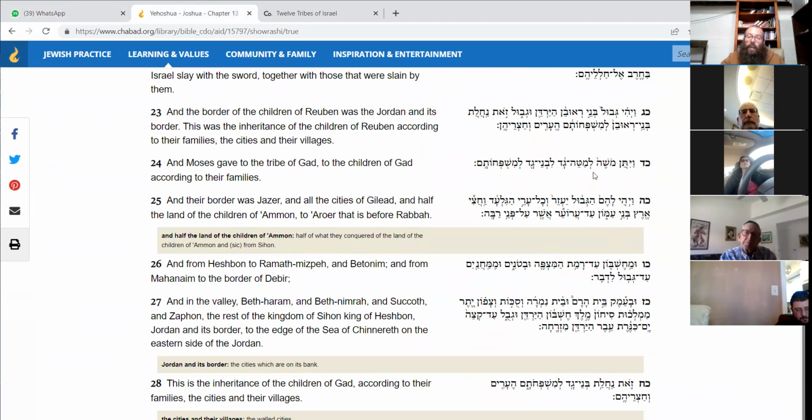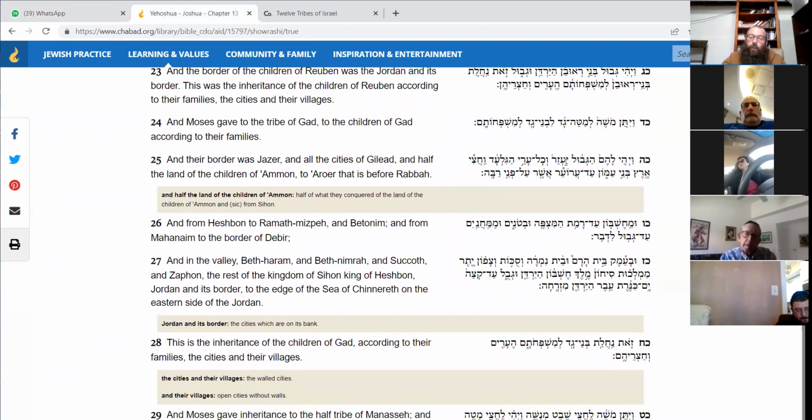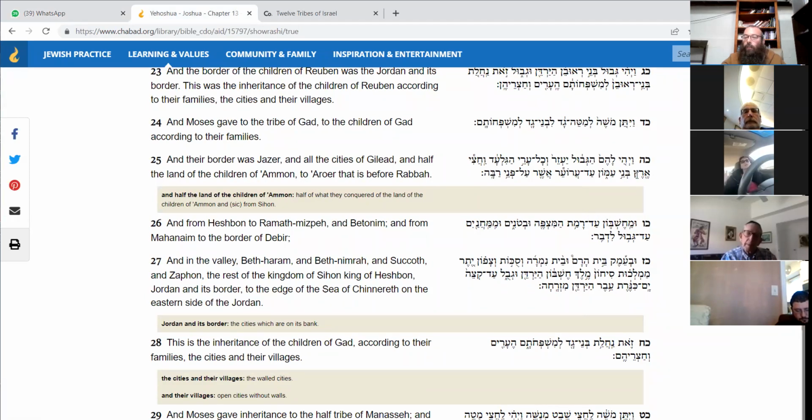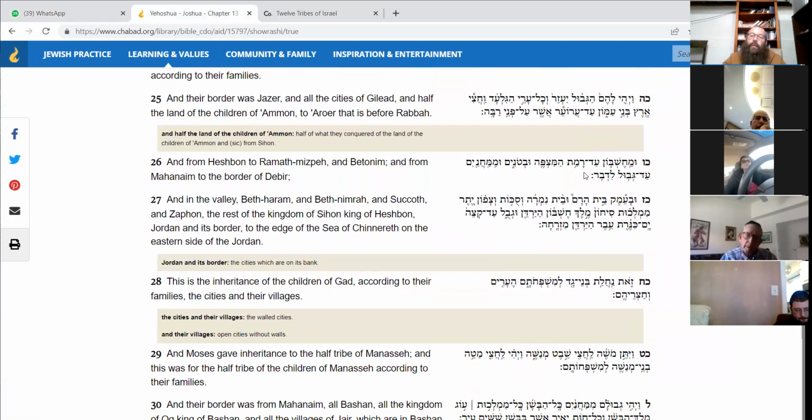Gad. Moshe gave also to the tribe of Gad, the second tribe over there, to their family. And their border was a place called Yazer, and all the cities of the Gilad. I showed you the Gilad mountain. There was a whole section there, like a county called Gilad, and half the land of Ammon, right? Where Sichon conquered the area of Ammon, they took half of that section of Ammon. I'll show you on the map, until a city called Aroer, which is near a place called Rabbah. And I'll show you where that is on the map in a minute.